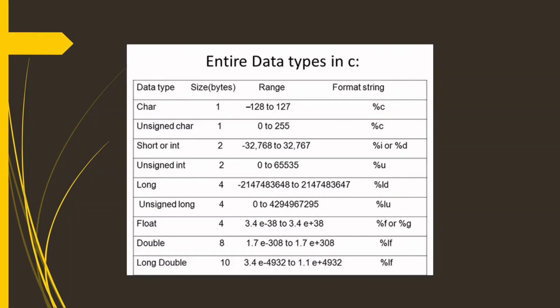Now, format specifiers are used for input and output purposes. These are used so that the compiler can understand what type of data is taken during input, and using this we can also print the value stored in a variable.